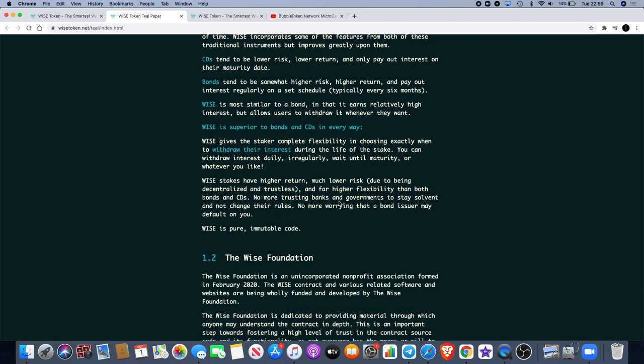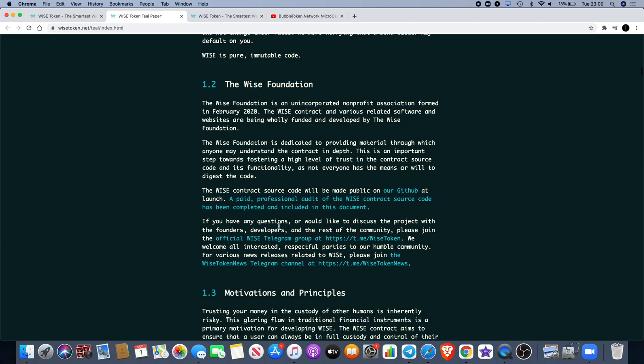Let's just read on. It says, why stakes have higher return, much lower risk due to being decentralized and trustless, and far higher flexibility than both bonds and CDs. No more trusting banks and governments to stay solvent and not changing their rules. No more worrying that a bond issuer may default on you. Wise is pure, immutable code.